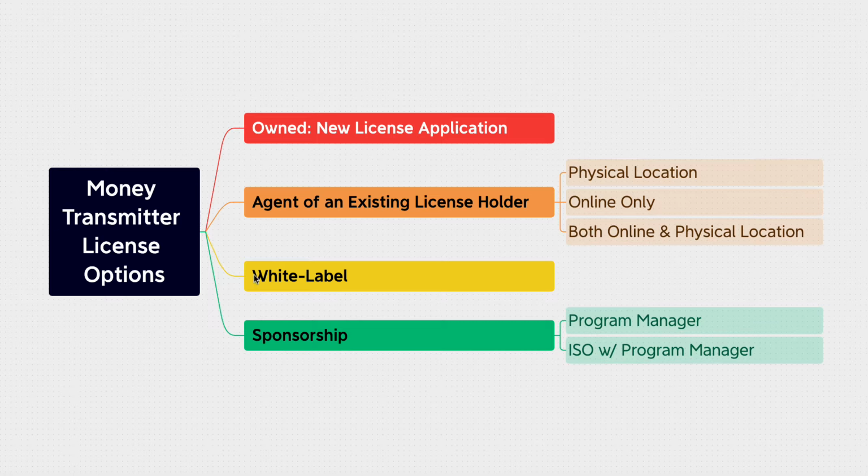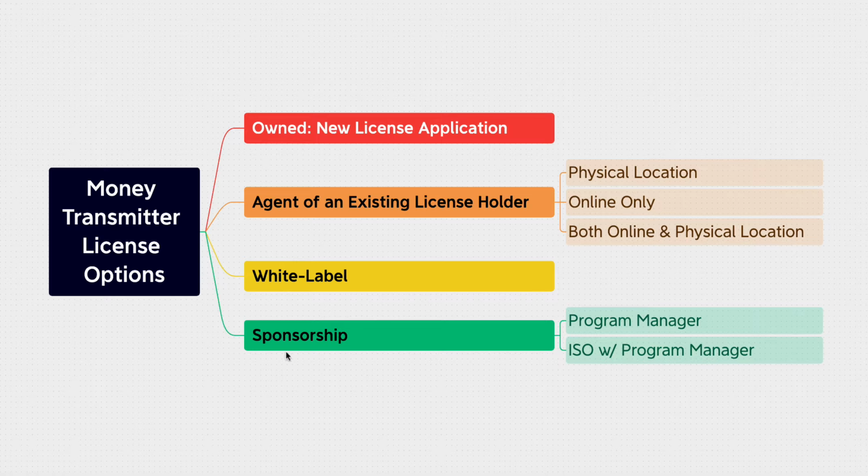The third option is being white labeled by someone. A white label is something where you don't have any exposure. You don't have to do anything other than provide your logo, and that's it. And you're not liable for the compliance, licensing, or registration. You're not liable for anything because everything is provided by the license holder themselves.